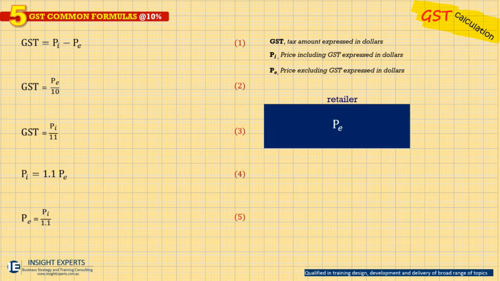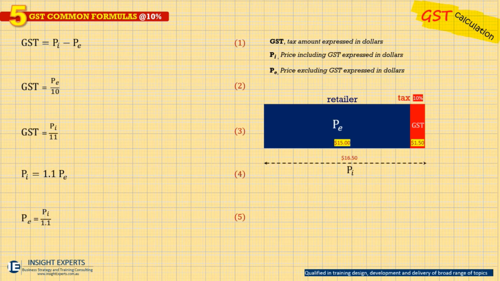Let's say, for example, a retailer is selling a product with a recommended retail price of PE. In other words, PE is the price excluding GST. For the sake of this example, I will assume that this product has a recommended retail price of $15. If this retailer is GST registered and the product is not GST exempt, the retailer has an obligation to add 10% GST on top of that. That 10% GST equates to $1.50, which is the GST amount.